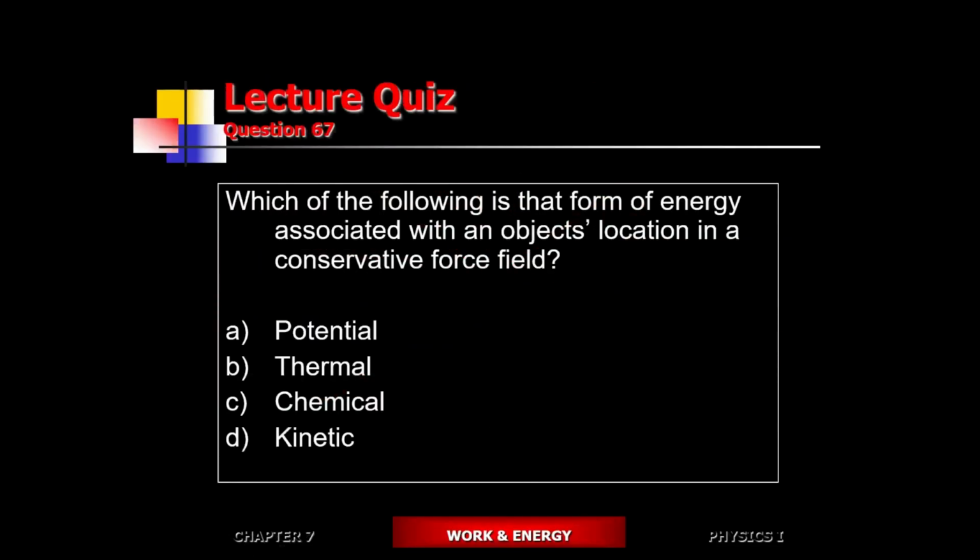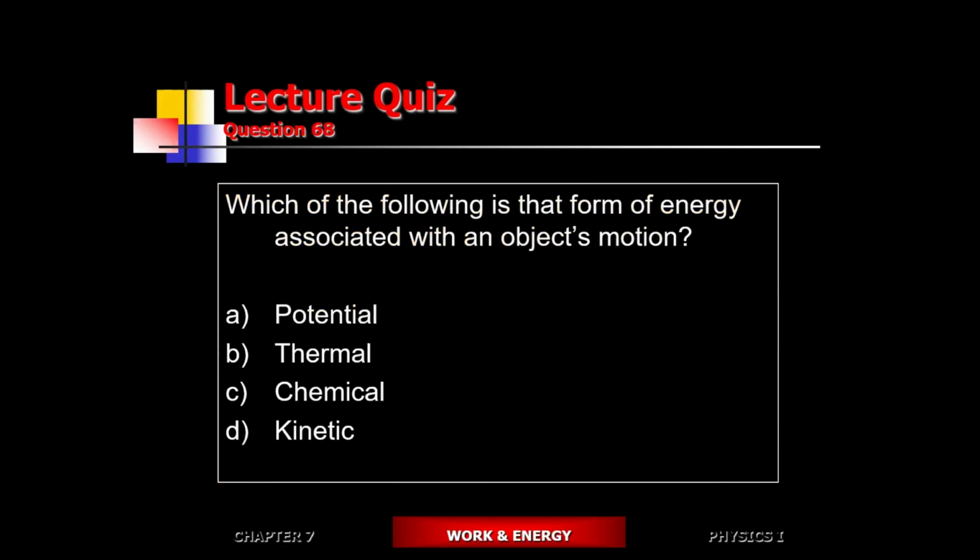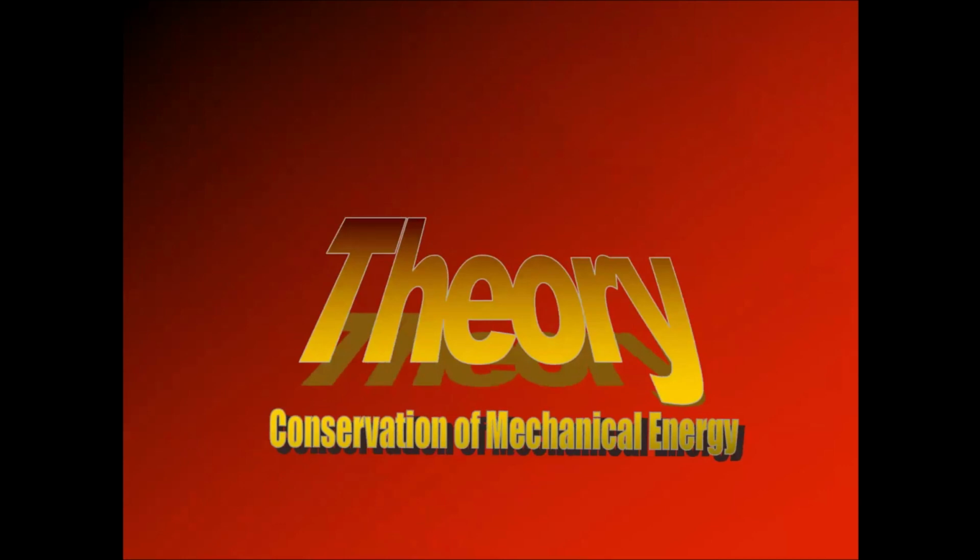We got the best answer to put in the chat. We didn't talk about conservative force field, but you can kind of guess what the answer is. Very good. A is the best answer, right? Energy related to position is potential energy. Give yourself 5 points for that one. Energy related to motion is kinetic energy. Very good. Give yourself 5 points for that one.